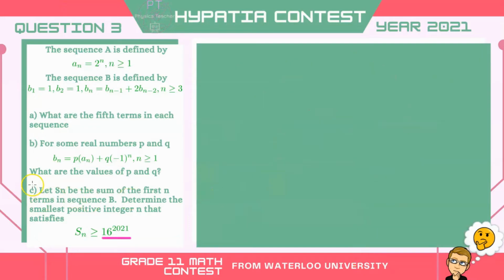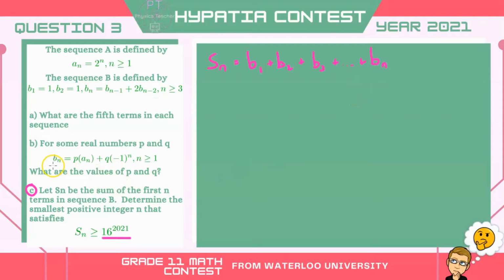All right, moving on to the final part, part C. Part C says let Sn be the sum of the first n terms in sequence B. Determine the smallest positive integer n that satisfies this. All right, so Sn, that's the sum of all the terms in B. So what we would have is B1 plus B2 plus B3 all the way up to whatever the value of n actually is, plus Bn.